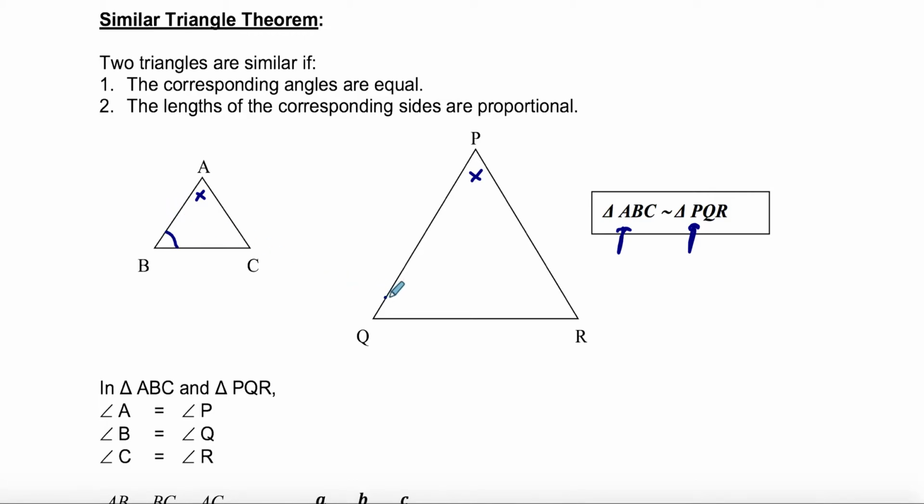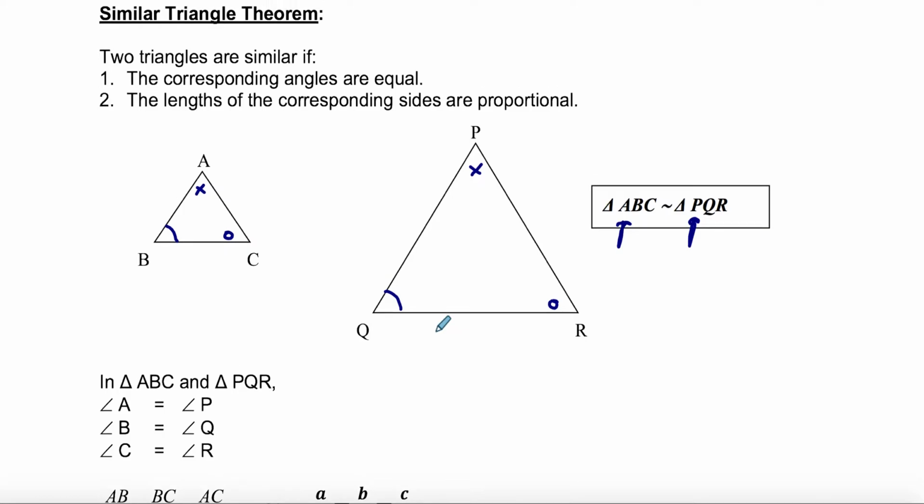So I might mark those with a different symbol. And then C and R would be the same size measurement. So these are similar triangles. One is just larger than the other. You might remember doing questions where maybe one side would be unknown. All of the angles are always the same measurement because they have to add up to 180, but the sides are proportional.